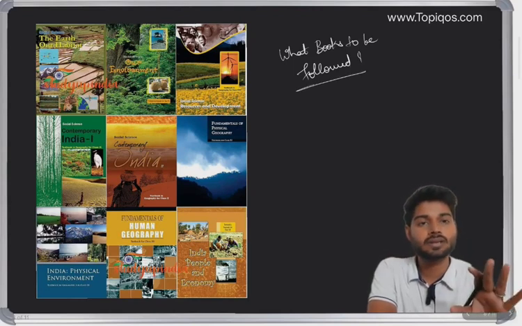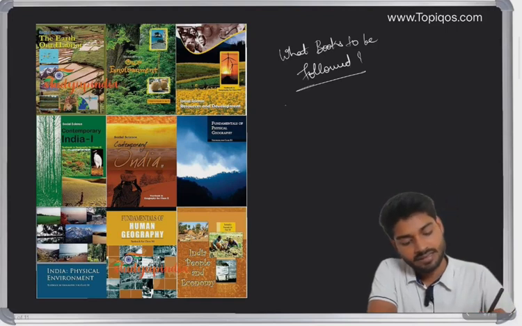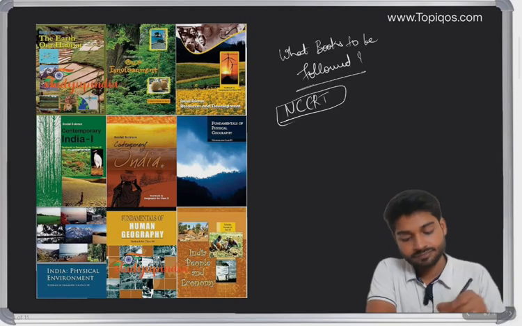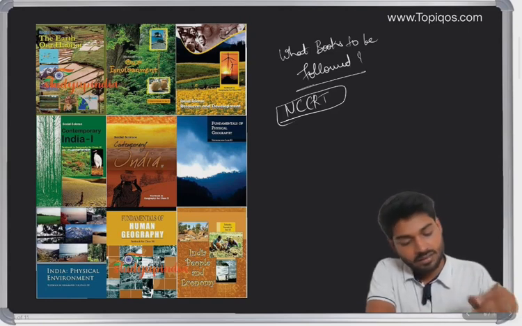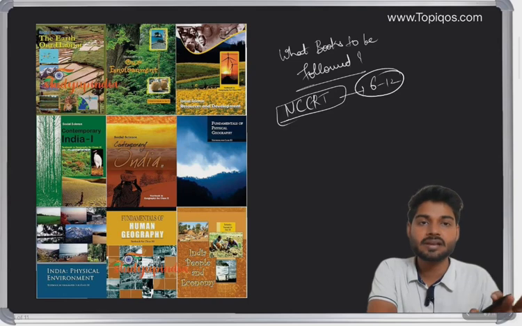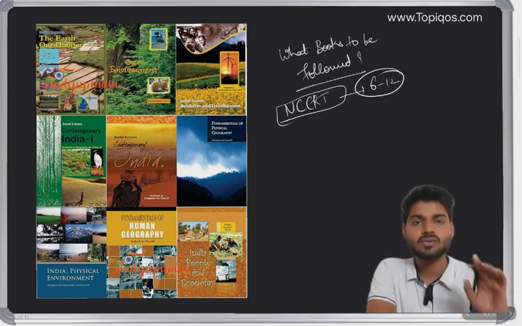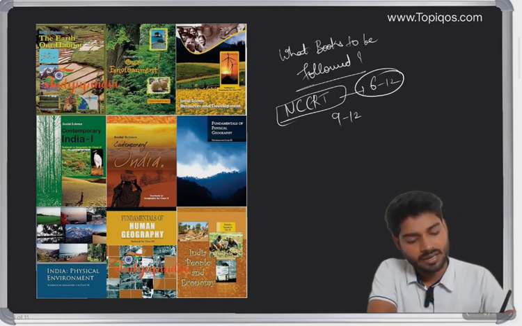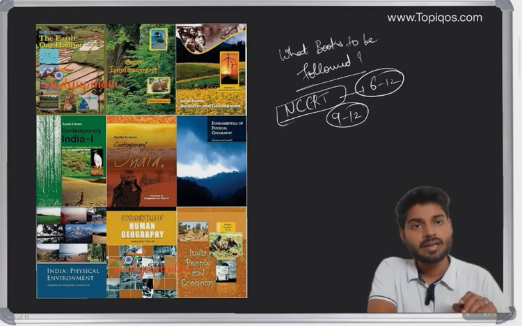The basic books to be followed for the geography part, I'll say NCERT. NCERT is fundamental to be followed for the prelims as well as mains. Not all NCERT, basically, you see, standard 6 to 12 NCERT. It depends on your understanding level. If you're understanding well in the classes, there is no need to go with the sixth class. You can go from ninth to 12.